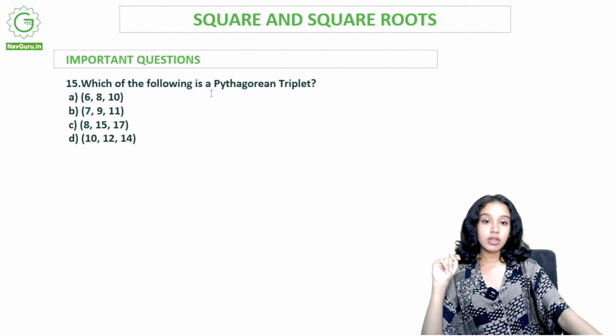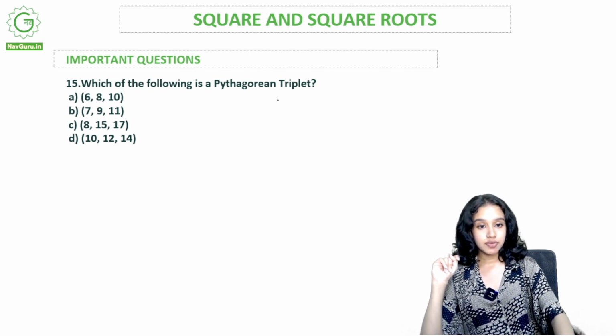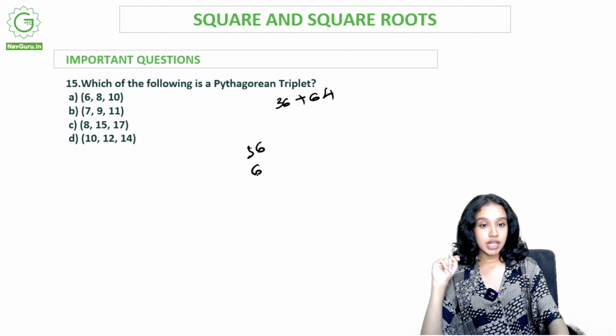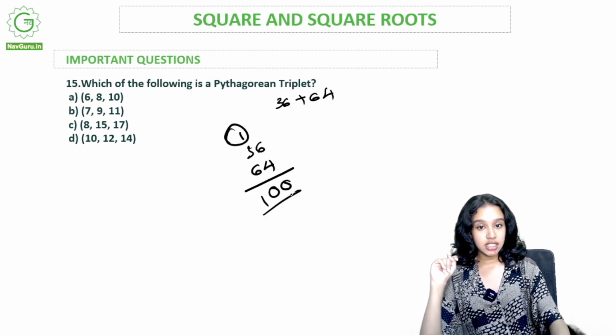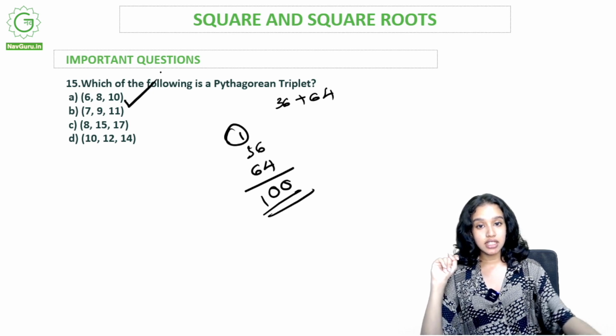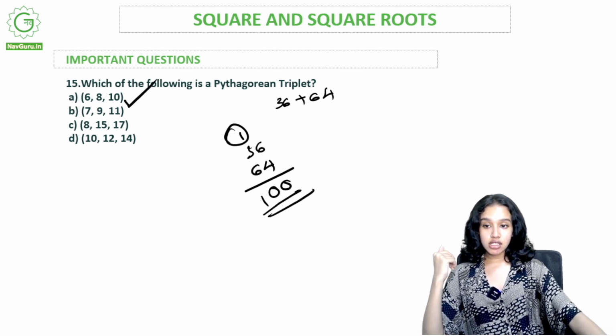Next question, which of the following is the Pythagorean triplet? So 6 square, 36, plus 8 square, 64. So 36 plus 64 gives us 100, which is the square of 10. So here we go, we got the right answer.